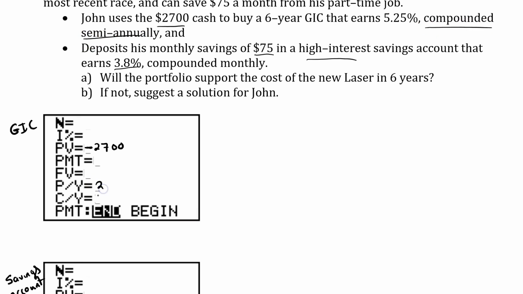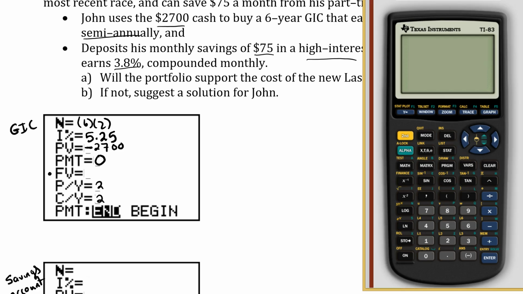So this is going to be 2. This guy is going to be 2, and n is going to be 6 times the number of compounding periods per year, which is 2. The interest rate is 5.25%. There are no payments made to this. It's just one lump sum. And we're going to solve for the future value.